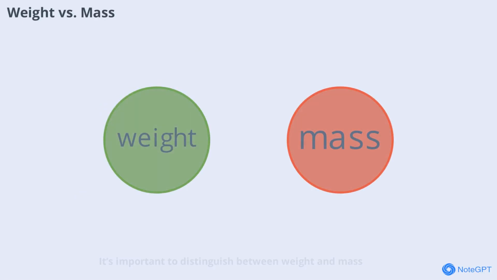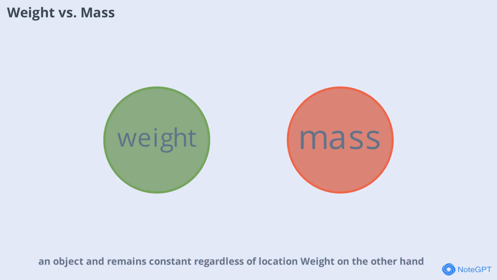It's important to distinguish between weight and mass. Mass is the amount of matter in an object and remains constant regardless of location. Weight, on the other hand, is the force exerted by gravity on that mass. For example, your mass is the same on Earth and the Moon, but your weight is less on the Moon because the gravitational pull is weaker. This distinction is crucial in physics and helps us understand how gravity affects different objects.